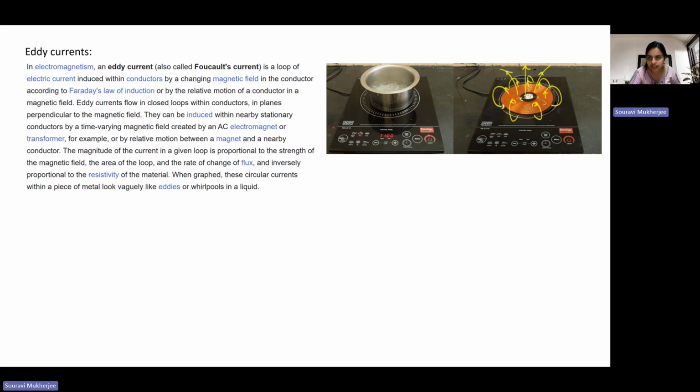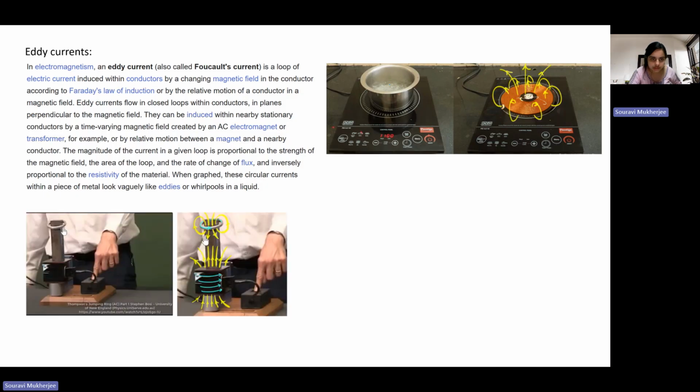So when you have this surface, and you have this changing magnetic field generated from the changing current in the circular coil, and you put a metal plate there, the metal plate gets heated up because of small closed current loops that are induced inside the metal plate. So that's how things get heated up, and that's how you can cook in an induction oven.